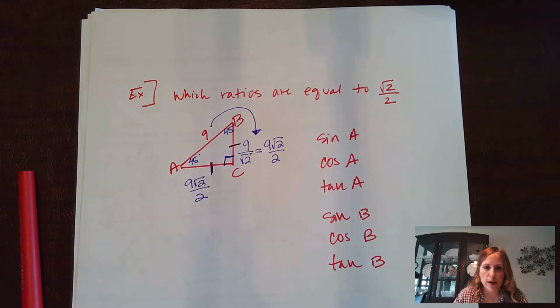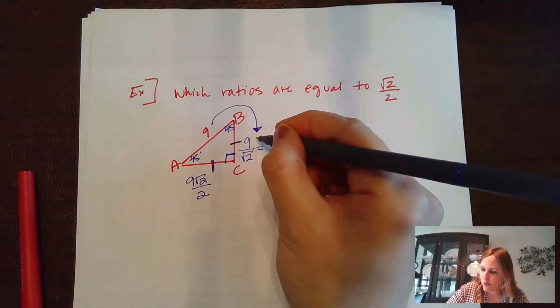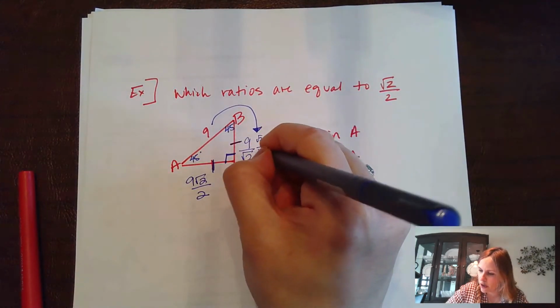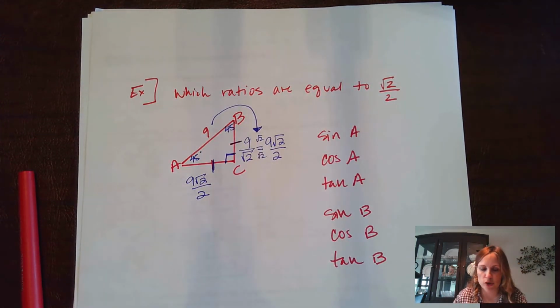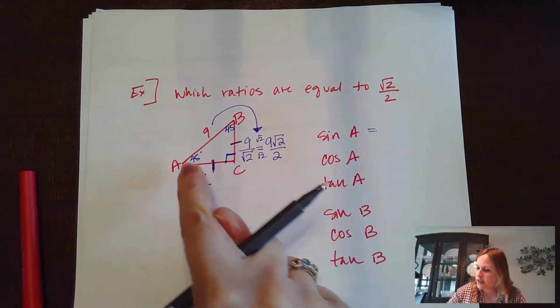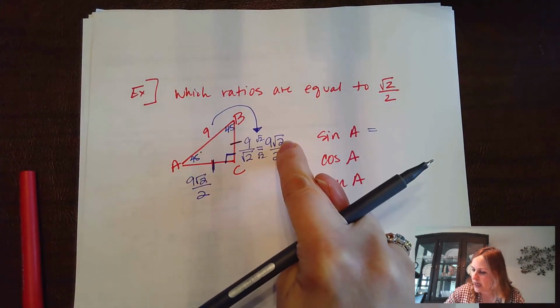And again, we know that both those sides are the same since they're marked as congruent. I just multiplied the top and bottom by root 2 over root 2. I just didn't show my work here. And it reduced to 9 root 2 over 2. All right, so I'm looking to see which ones are equivalent to root 2 over 2. So let's do sine of A. So sine of A is 9 root 2 over 2.